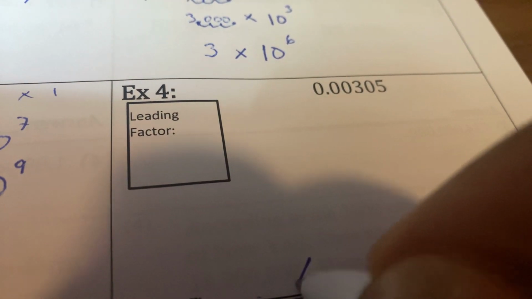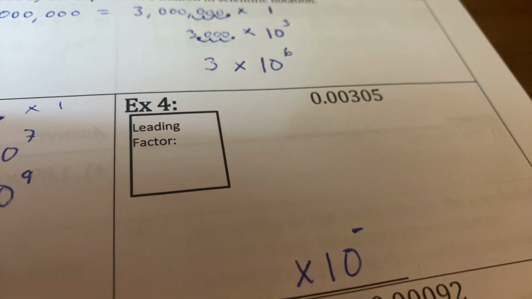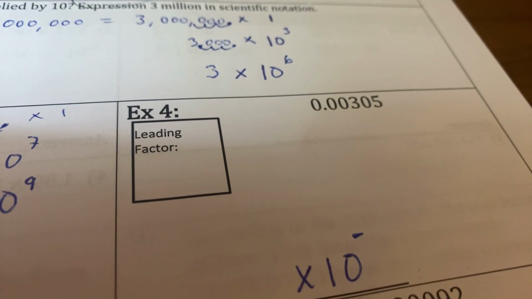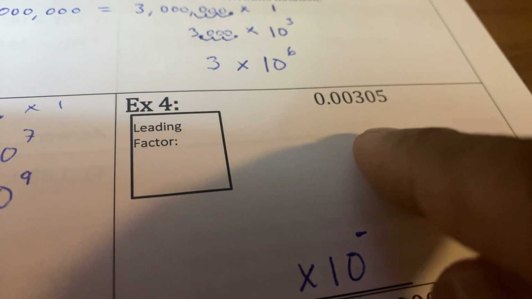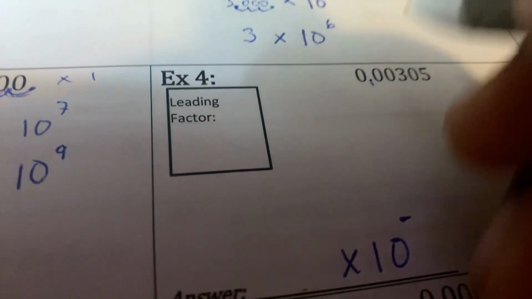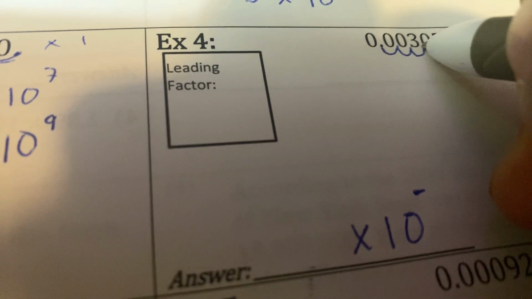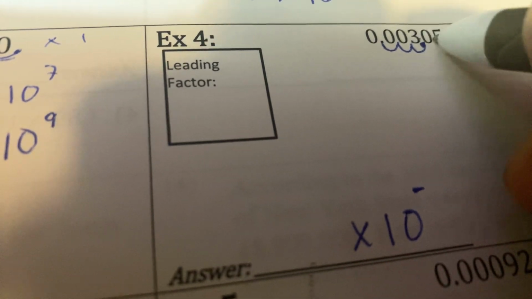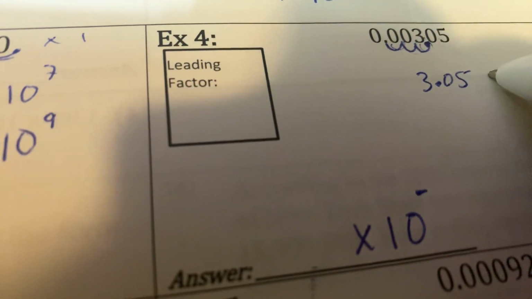So before I do anything else, I can put times 10 to the something, a negative power. Look at your vocabulary and think, why did Mr. Lyons put a negative number there? I put a negative number there because it's going to be a really small number here. So let's think, how am I going to get my leading factor? Well, I'm going to have to move this decimal not to the left this time, but to the right. 1, 2, 3. 3.05 is in between 1 and 10.